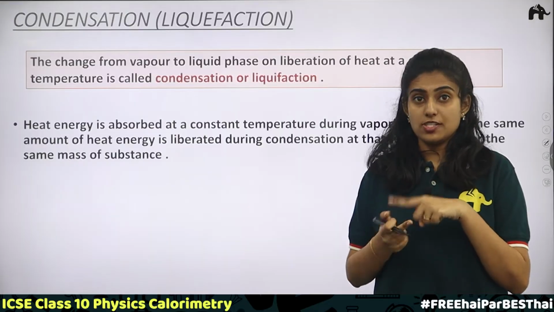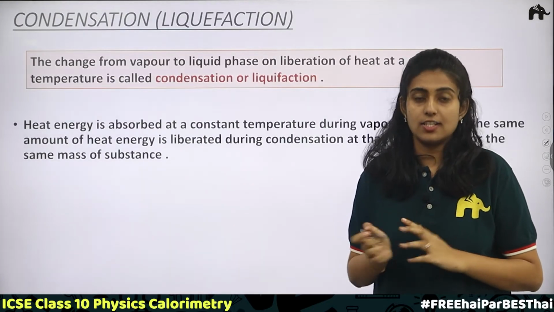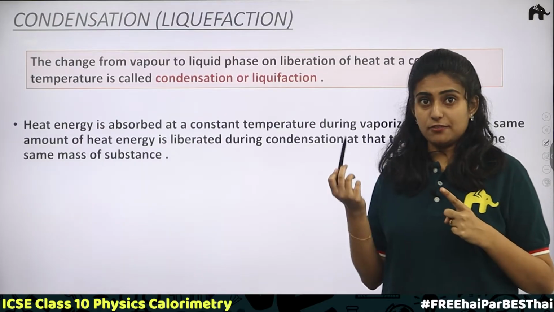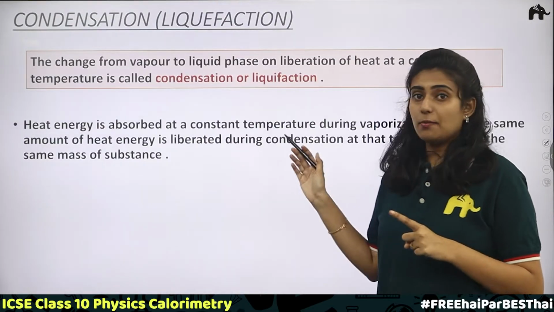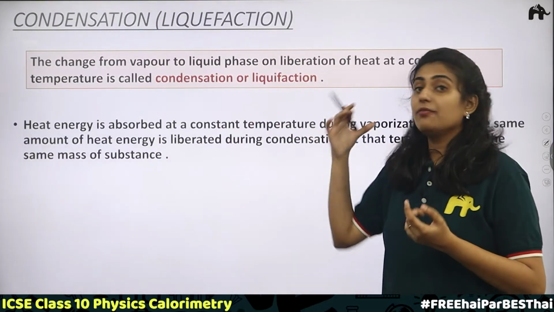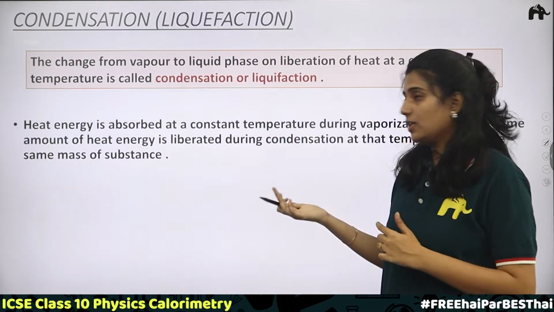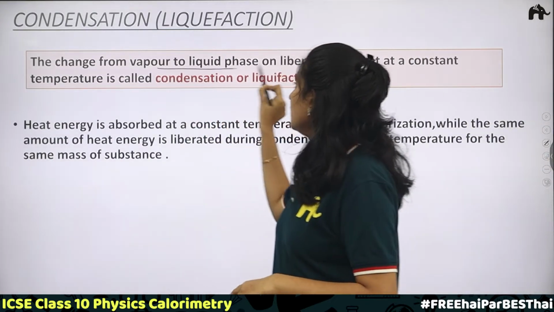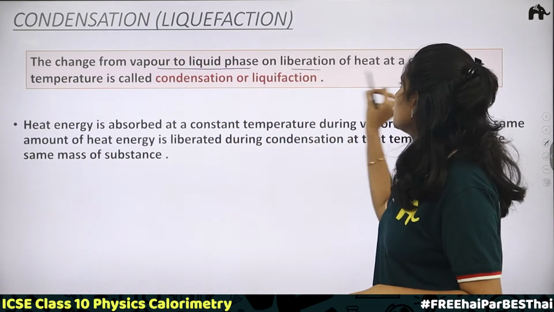Next is the reverse process of vaporization, which is condensation. In vaporization, liquid is getting converted to the vapor or gaseous phase. Here, the vapor gets converted into the liquid phase. That is, from clouds we are getting rain. Rain is in the liquid state, the water is in the liquid phase. The change from vapor to liquid phase occurs with liberation of heat.